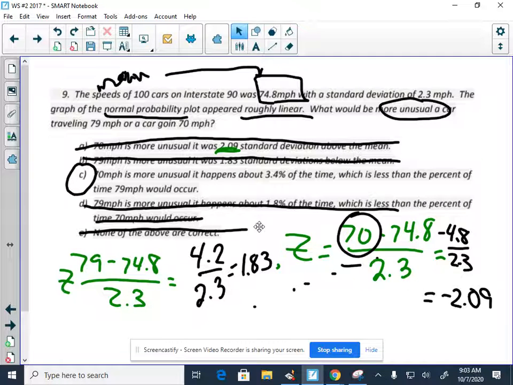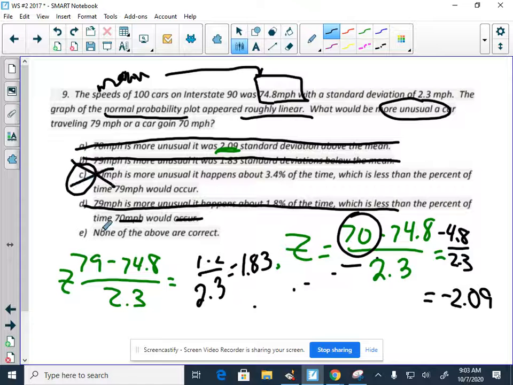I don't think I have the answer on here. Does somebody see where I'm messing up? On the answer sheet, it says E. Oh, it is none of the above are correct. There we go. I crossed that one off too soon. Sorry for wasting time. None of them are correct because it's mixing and matching all the wrong percentages. Yikes, that one made me stumble.